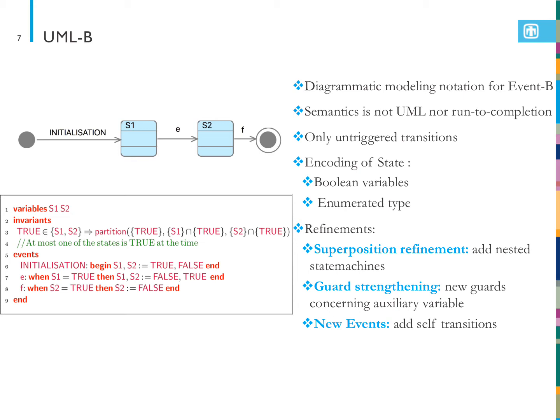The listing that we show here corresponds to the Event-B encoding of this state machine. Each transition in the state machine corresponds to an Event-B event in the listing. We use the Boolean variable encoding for the state, so we have this additional invariant that stipulates that at most one state can be true at the time.